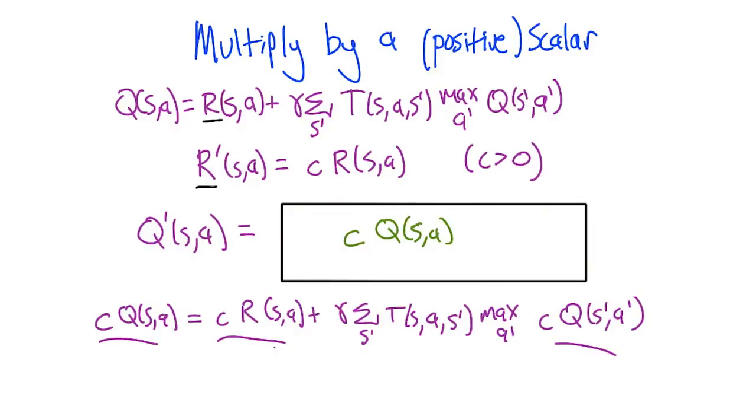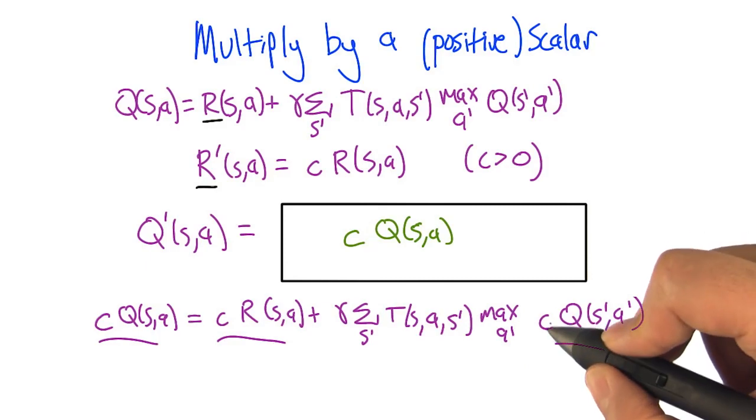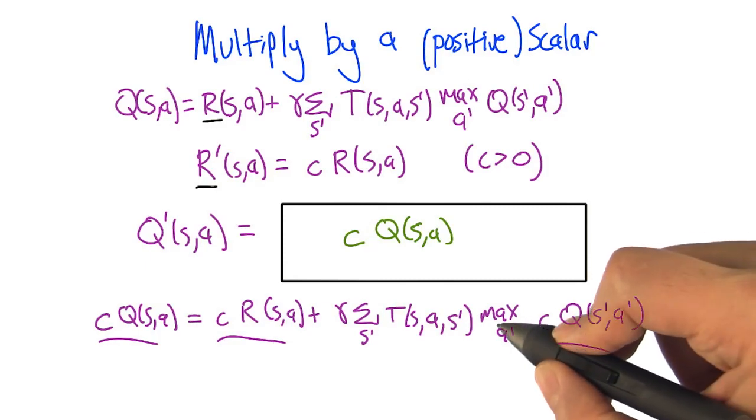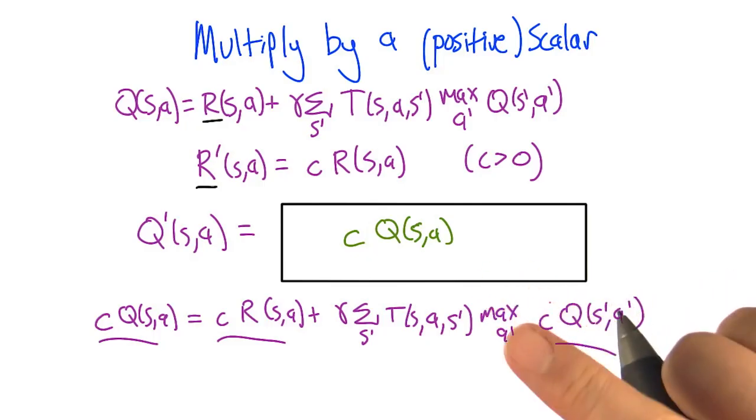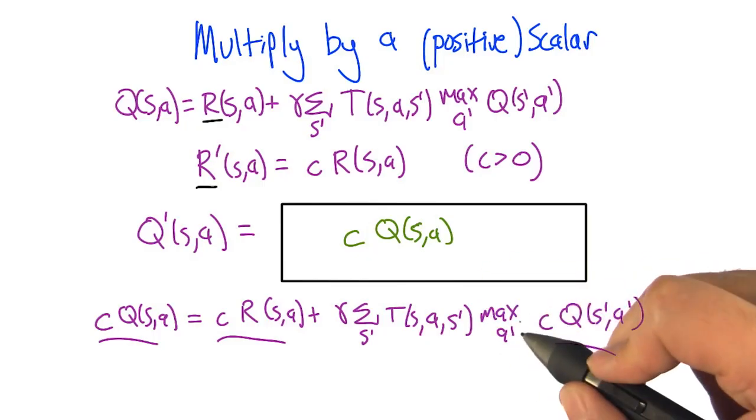Okay. So if this is true, then we have a solution to the Bellman equation. Right, and it's trivially true. And so why is this true? Because the C here, we can pull it out of the max. Again, because C is positive, it doesn't influence the max. If C were 0 or negative, it would mess up the max.